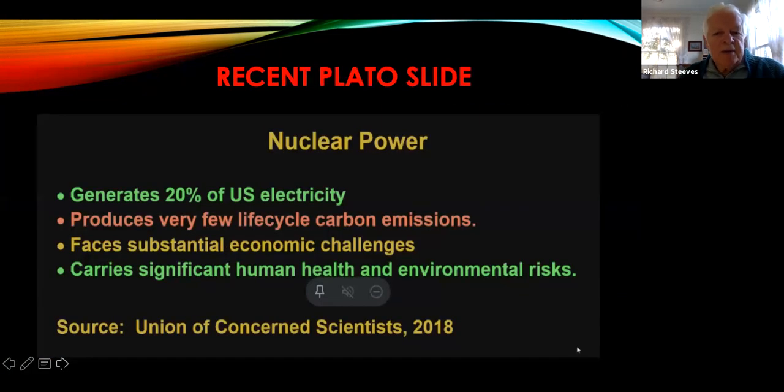Now, recently, I went to a different Plato group. It's called Global Affairs, and they meet on Wednesday mornings. And there was a presentation by 350.org, and they talked very well. The speaker had taken Al Gore's course, and she gave wonderful slides. But when she got to nuclear power, she said, well, I really don't know much about that. I got this information from the Union of Concerned Scientists. And as you all know, most of them are not scientists. The one nuclear expert there is quite negative about nuclear. And so the four facts that she got from him or the website was that it faces substantial economic challenges, and that's very true, but then carries significant human health and environmental risks.